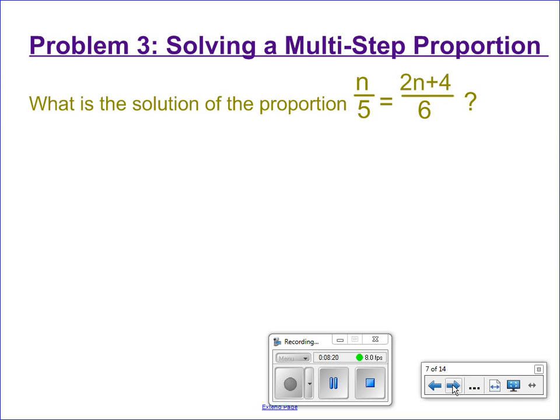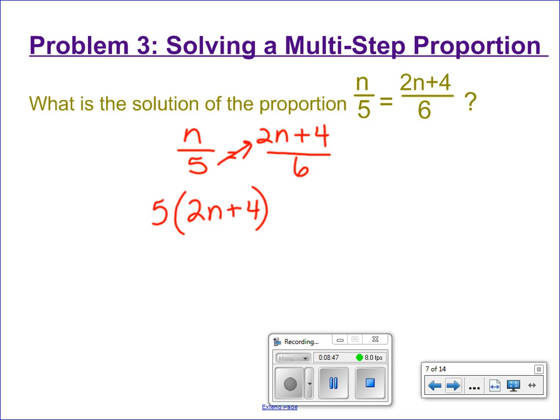All right, problem 3. Of course, we have to make our proportions more difficult. So here we go. We're going to do this one. This is an excellent one to use cross products property on. So I'm going to recopy it here, and we're going to use cross products. We're going to have on the left 5 times 2n plus 4. Notice I put that the 2n plus 4 has to go together, and so I have shown it in parentheses in step 2. And then n times 6 would be 6n.